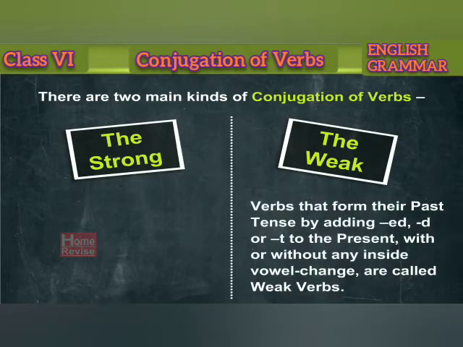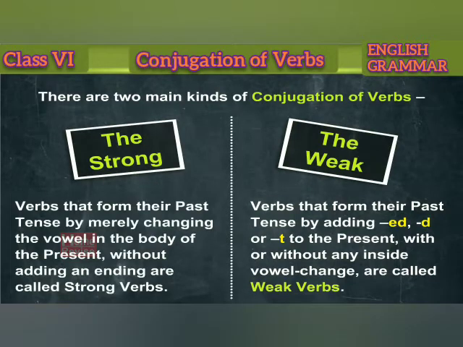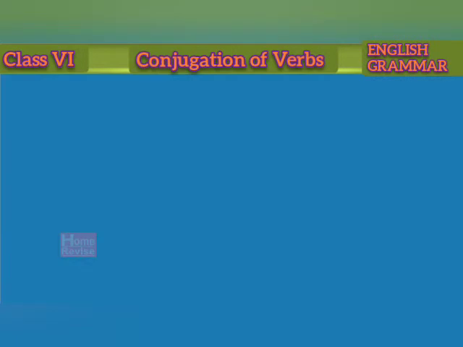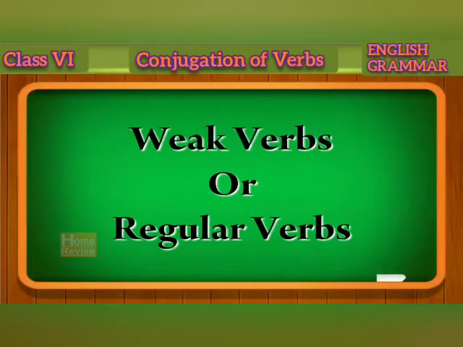Verbs that form their past tense by adding ed, d, or t to the present, with or without any inside vowel change, are called weak verbs. Verbs that form their past tense by merely changing the vowel in the body of the present without adding an ending are called strong verbs. Weak verbs or regular verbs.